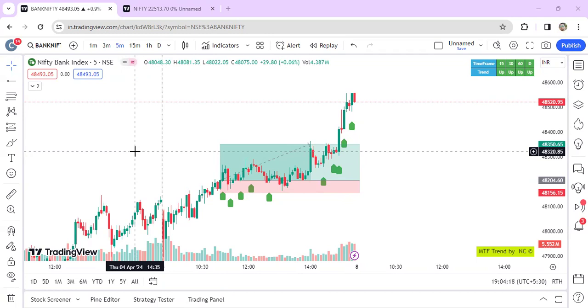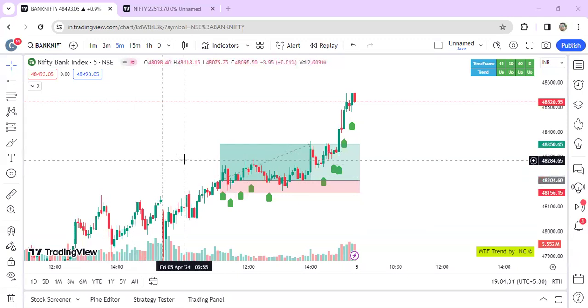So I'll quickly show you how the indicator works on different charts, and I'll also show you some backtesting results. So let's get started.